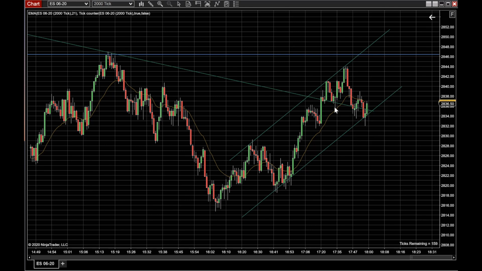Total account size is now $4,662 in 5 days of trading.